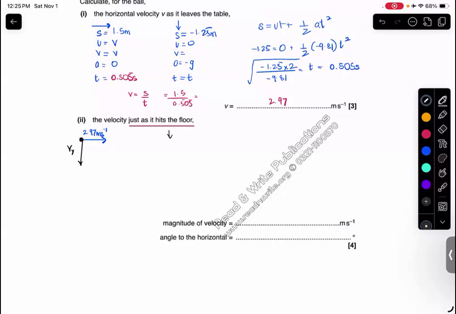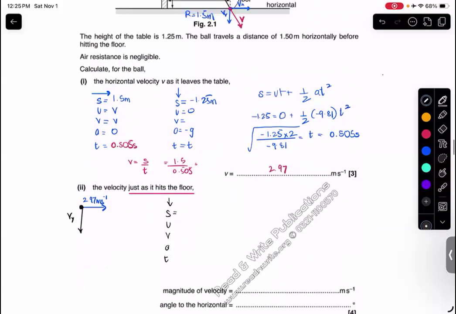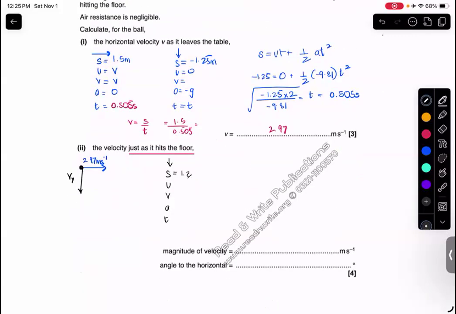Right? So SUVAT. What is S? That's just height vertical, 1.25. Do we know what U is? That's just zero at the top. V is exactly what we're trying to find out. A is minus g, and T, we've also found that out, which is 0.505 seconds. Can you find out what V is?